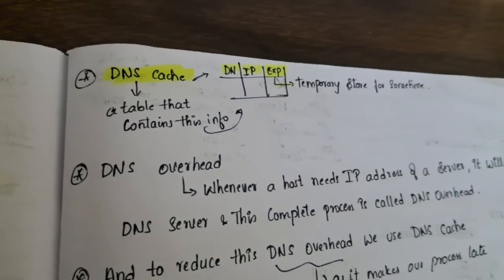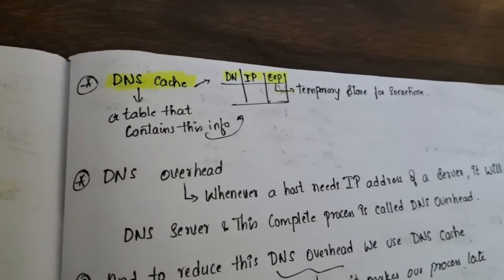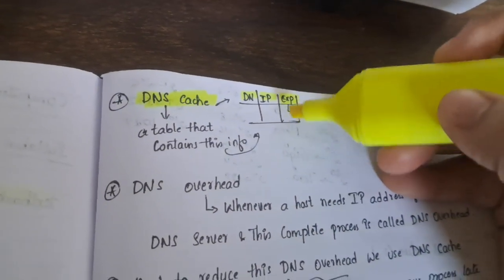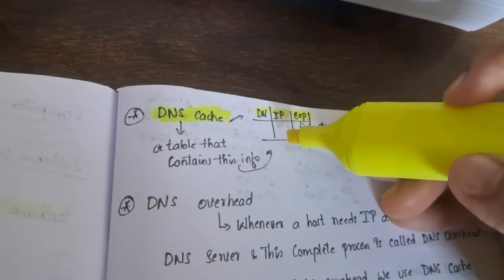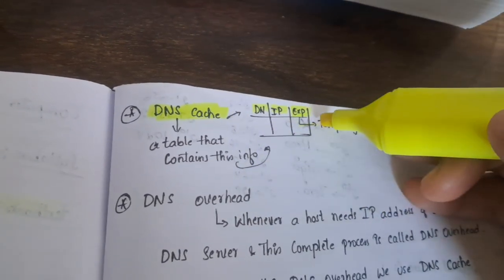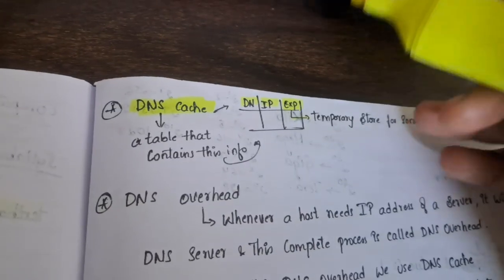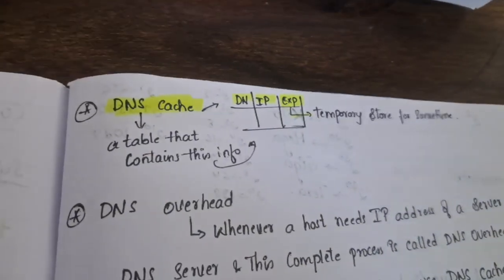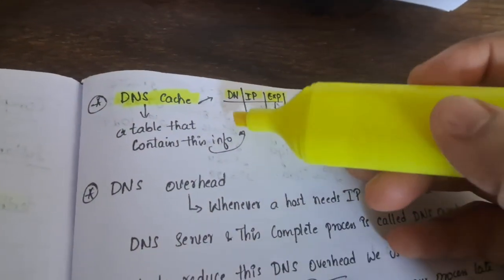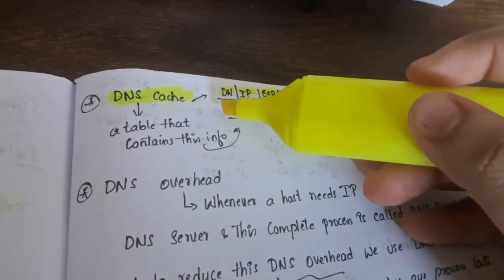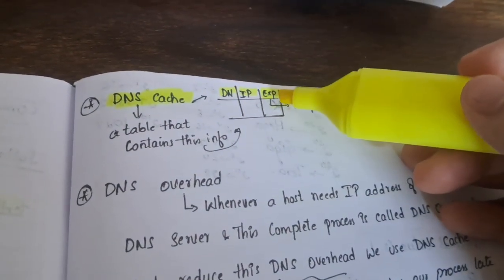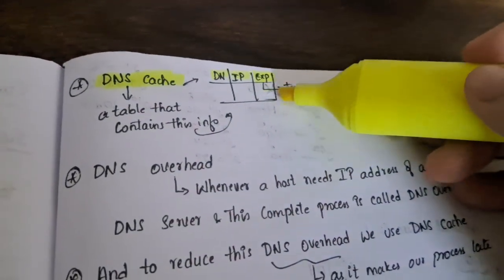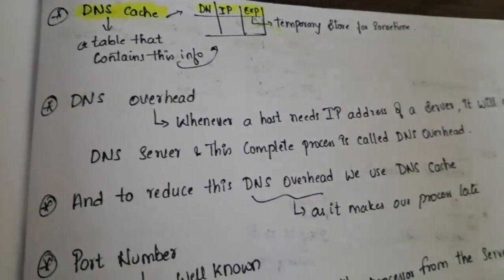What do you mean by configurable? It means that for a certain amount of time you can add some time here. And once the time has been crossed, then the domain name and the IP address, the content in that particular row, will be changed. So remember, DNS cache is nothing but a table with 3 columns: domain name, IP address, and expiry time. This expiry time is temporary and configurable. Remember this much initially, then we'll go deeper.